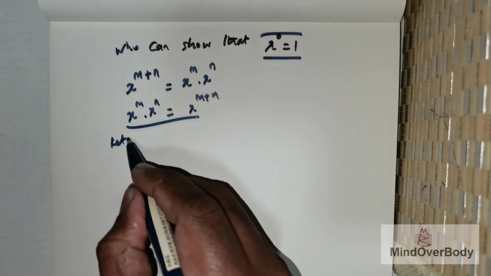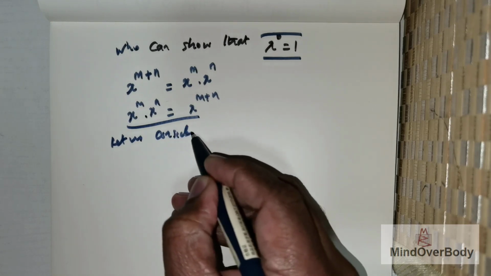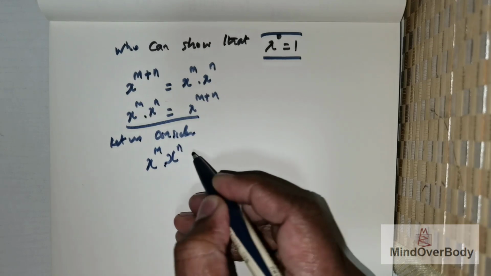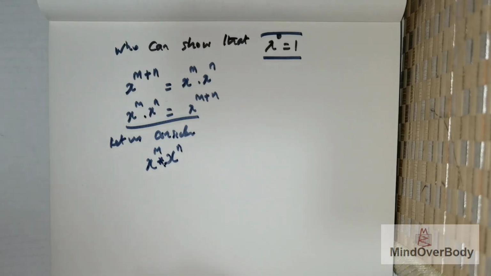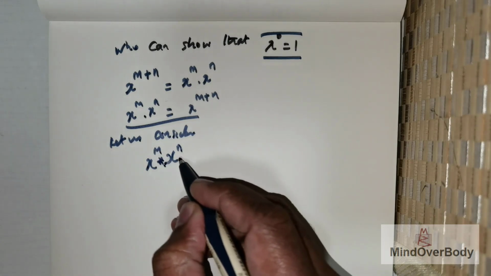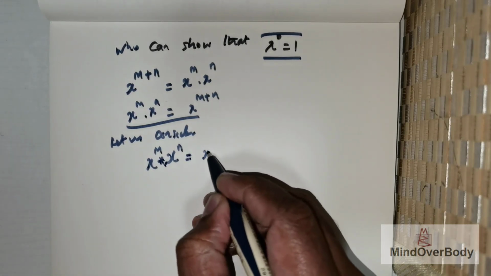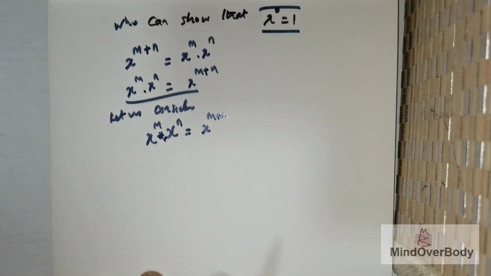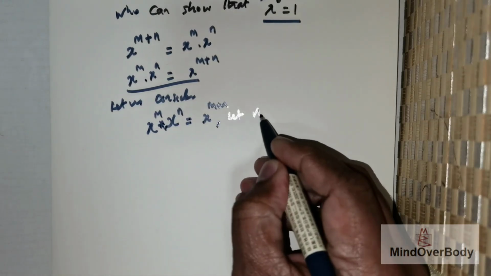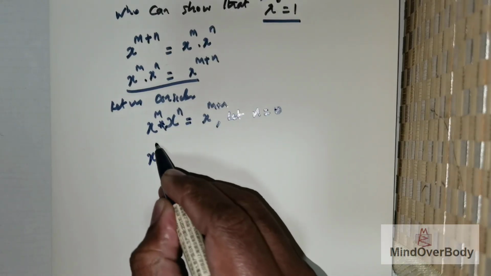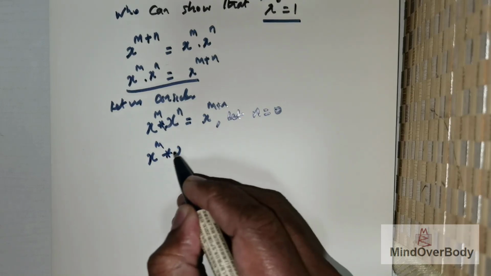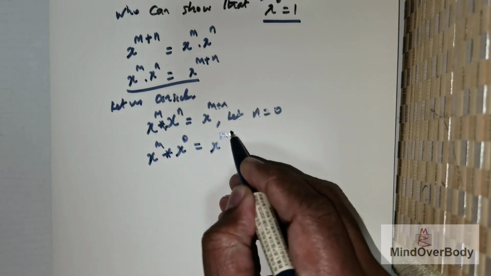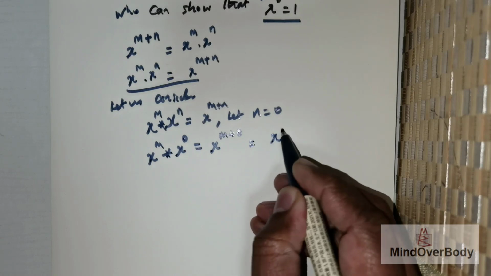So this is what we are going to consider. Now let us consider x to the power m times x to the power n. So let me use the multiplication operator, right? So x power m times x power n can be rewritten as x to the power m plus n by the law of indices, right? Now let's say n is equal to 0. In that case, x to the power m multiplied with x to the power 0 is equal to x raised to the power m plus 0, which is equal to x to the power m.